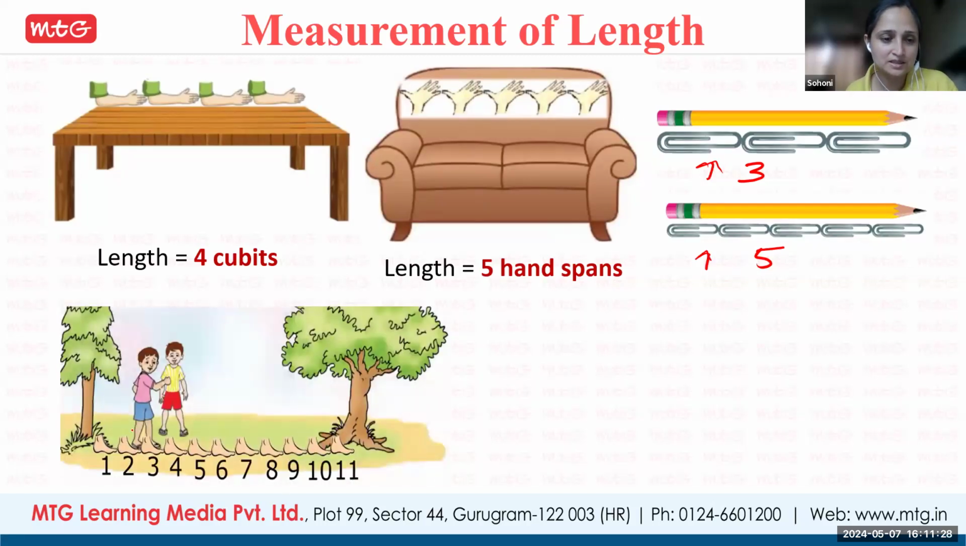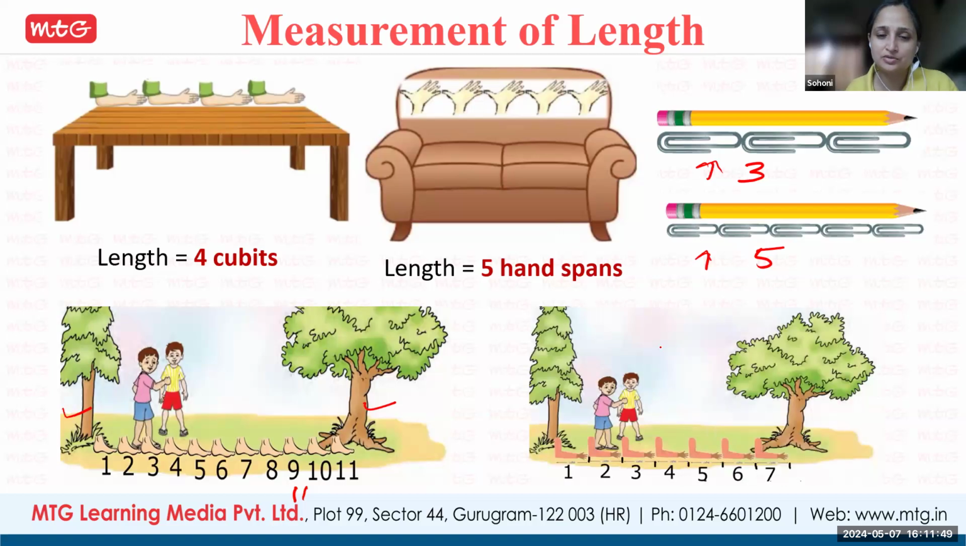Okay, next one is the distance between two trees. What is the distance between these two trees? 11 foot spans. Correct. Again, the distance between the same trees, but this time not foot spans, cubits. 7 cubits.